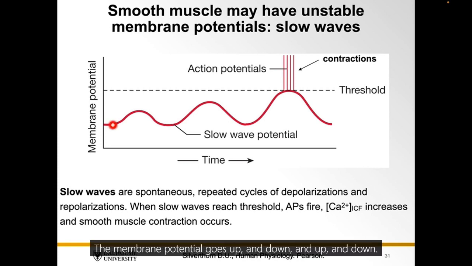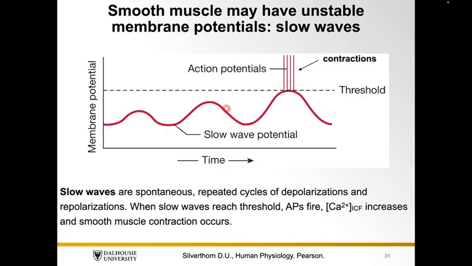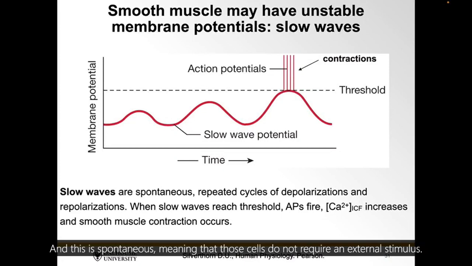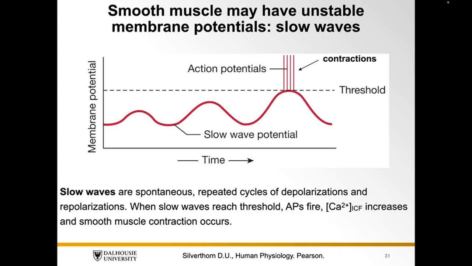The membrane potential goes up and down and up, and this is spontaneous, meaning that those cells do not require an external stimulus for the membrane potential to change in that way. Now, what's unique to slow waves is that when an additional stimulus occurs, the slow wave will actually reach threshold and then fire action potentials, which you can see here.